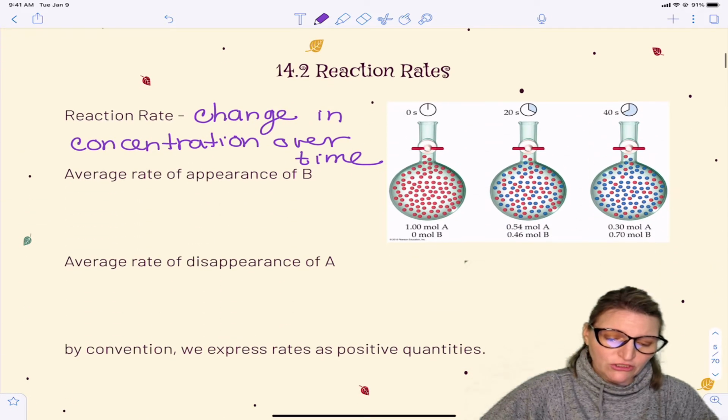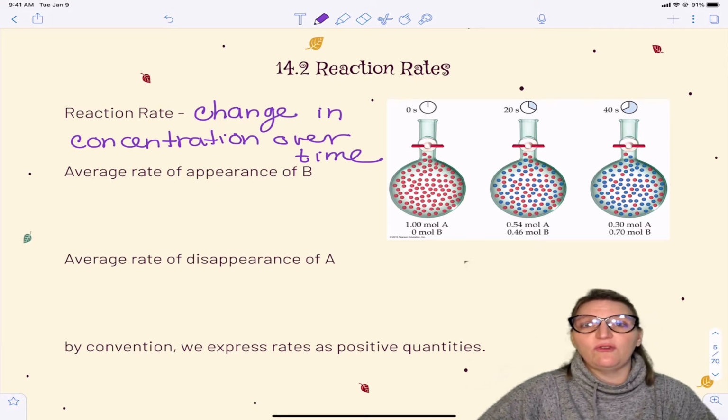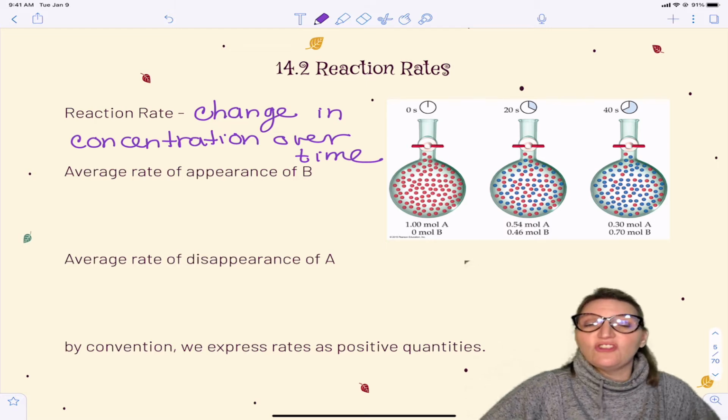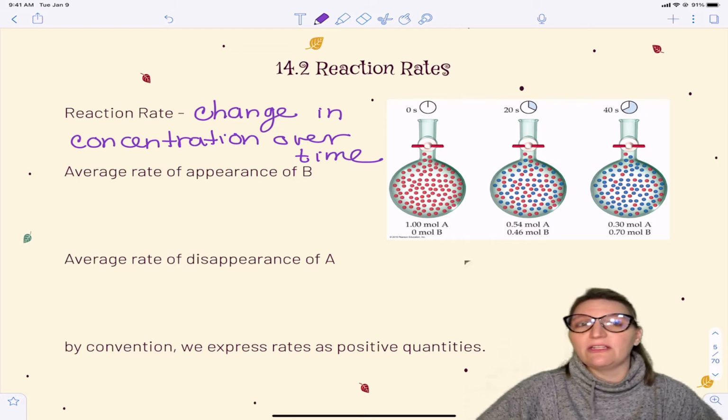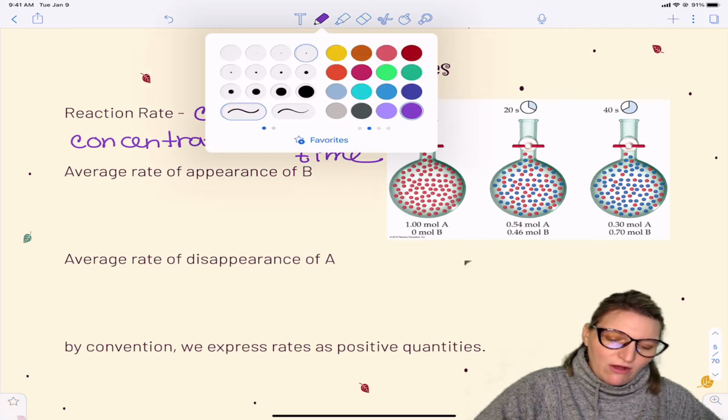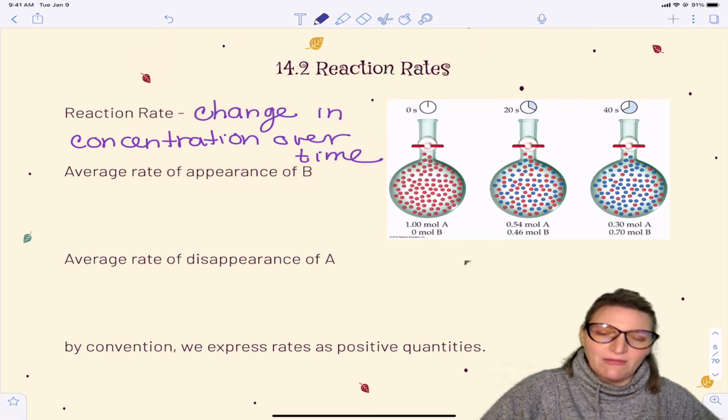So now let's start talking about how we're actually going to quantify the rate of a reaction rather than just saying it's slow or fast. How do we get a number associated with it? The number that we would associate with the rate of a reaction is a change in a concentration, could be reactant, could be product, over a change in time.